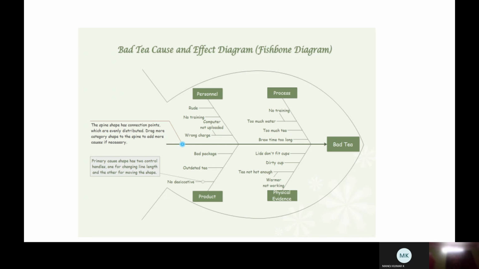Now there is a rule, Code Tantra: everything should be written. You may not get yourself trained, but anyway you can learn from whatever templates are available on the internet. So for this bad tea, identify four potential causes.